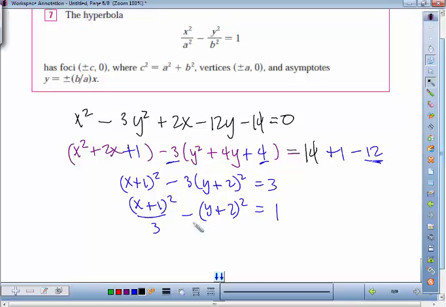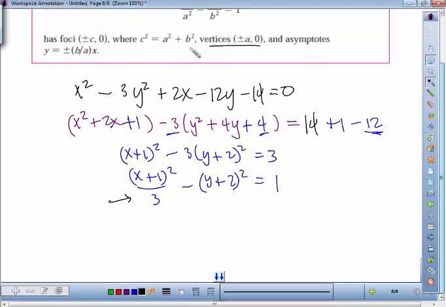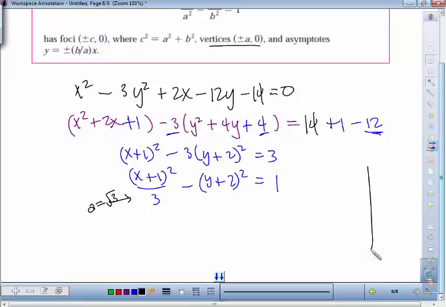Okay, so now we have a hyperbola, and we can look at the vertices the same way we look at the vertices for the other one. So it looks like the A is bigger here. Actually, it doesn't matter where the A is, but this is a positive one. This is a negative one. So positive in the x, negative in the y. So positive in the x means we're going to look at this as your A value. So A is going to be equal to the square root of 3.